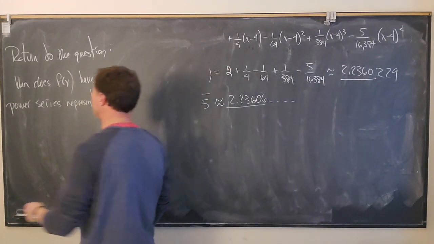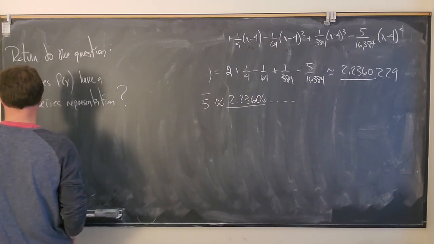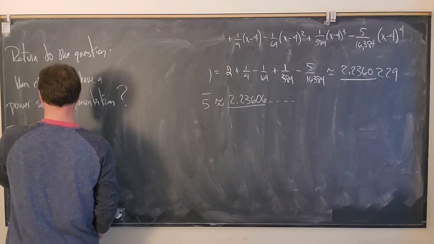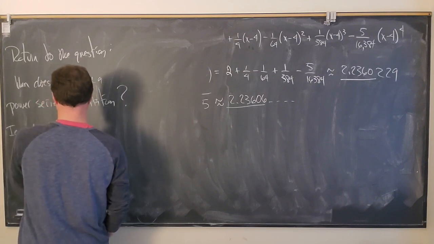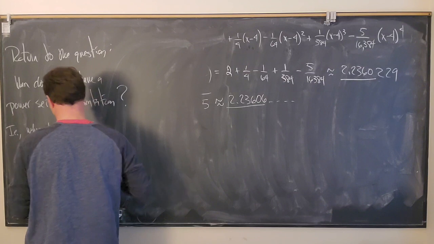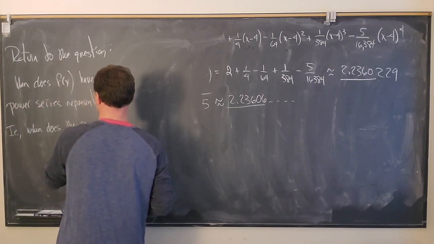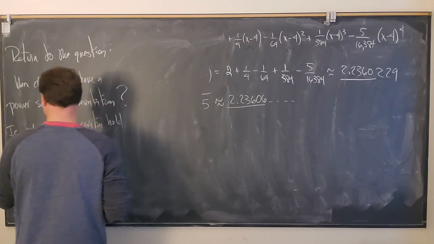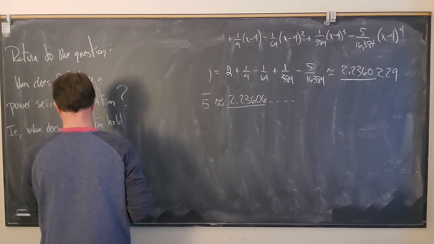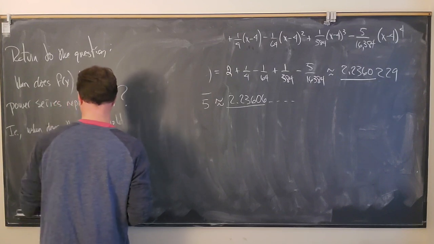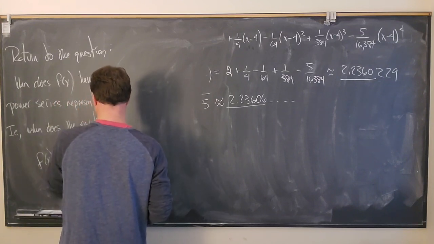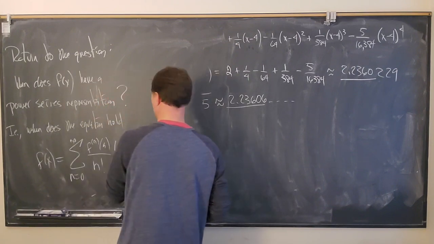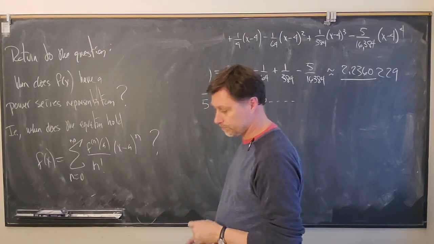So we can rephrase that, i.e., when does this equation hold, where the equation is f of x equals the sum n equals 0 to infinity of the nth derivative at a divided by n factorial, times x minus a to the n. All right, so we want to know when does this occur.